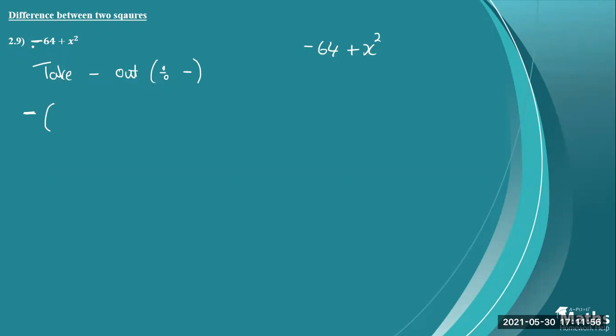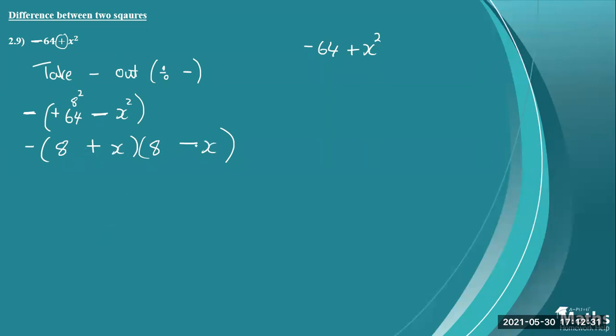Then a negative divided by negative will be a positive 64. And this positive divided by the negative will be a negative x squared. Now that I sit with a minus, I can do difference between two squares. Plus in the one bracket, minus in the other one. Square root of 64 is 8, because I can write this as 8 squared. So 8 there and 8 there, an x here and an x here.